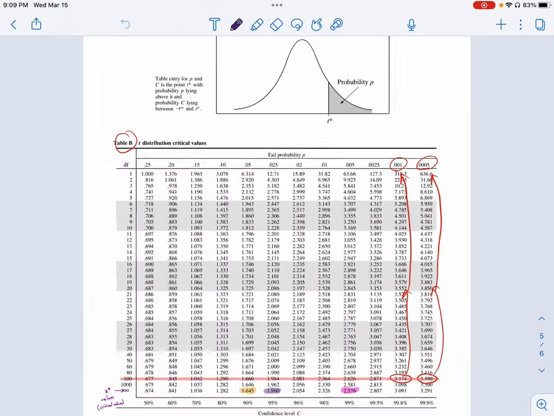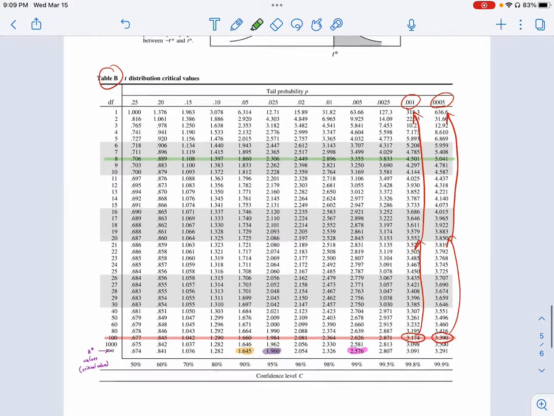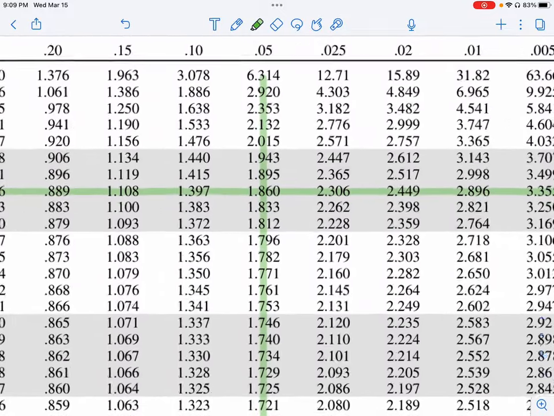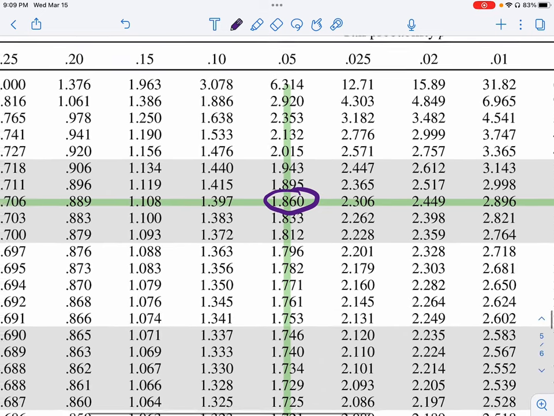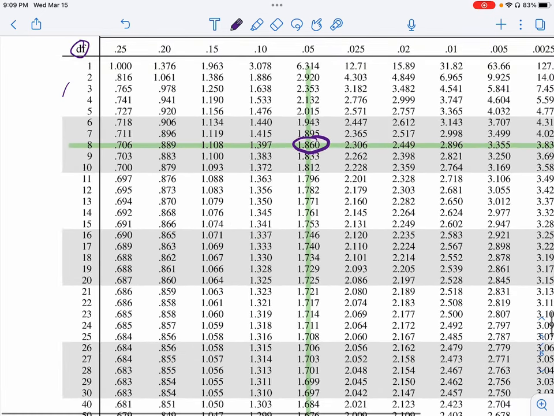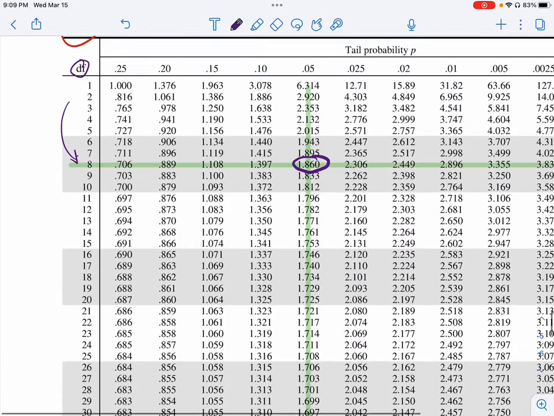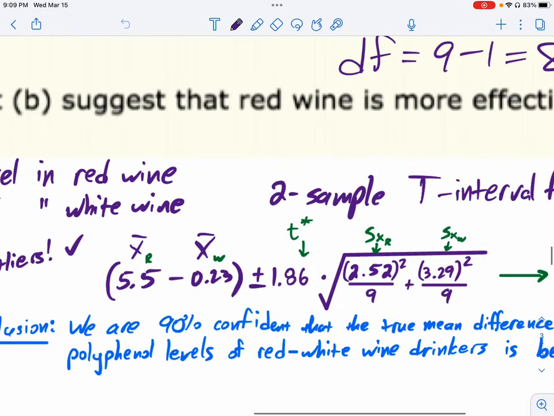So let's do that. Here's table B. Here's 8. And where's 90? 90 is on the bottom. So there it is. That is the number I had filled in already. So that's my critical value this time, based on degrees of freedom of 8 and 90% confidence where they intersected. 1.86. So that went right there in the middle.